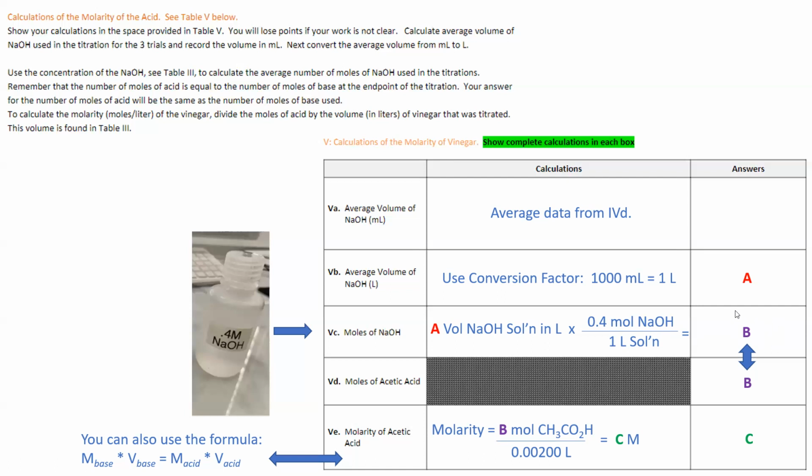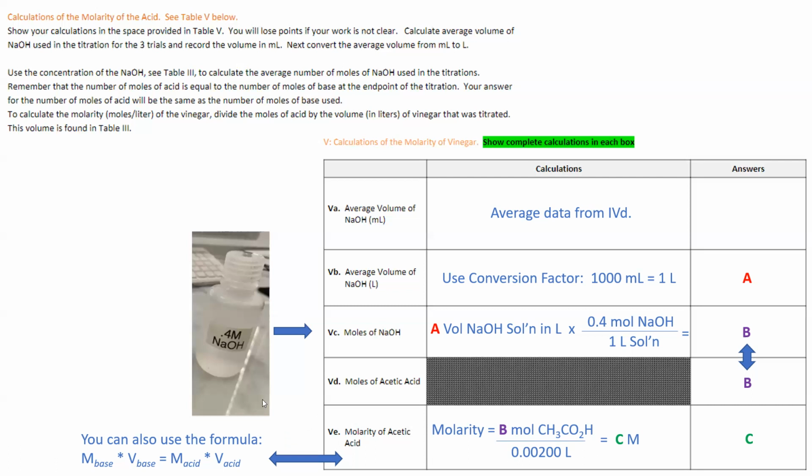And that I'm going to record here in the answer, and I labeled it B. Remember that the number of moles of sodium hydroxide is equal to the number of moles of acetic acid. So these will be the same value. And then we can take the number of moles of acetic acid that you calculated here, B, divide it by the volume of the acetic acid solution you use. So if you use 2.00 milliliters, that's equivalent to 0.00200 liters. And take B, divide it by the volume of the acetic acid solution, and we can calculate the molarity of the acetic acid solution.